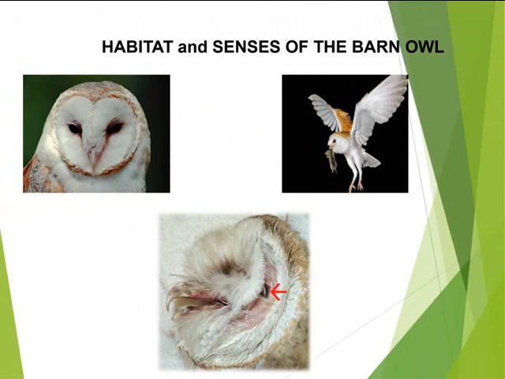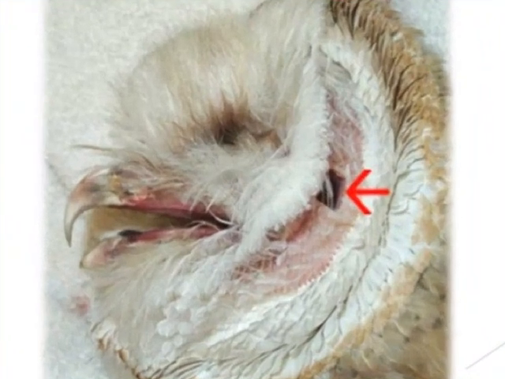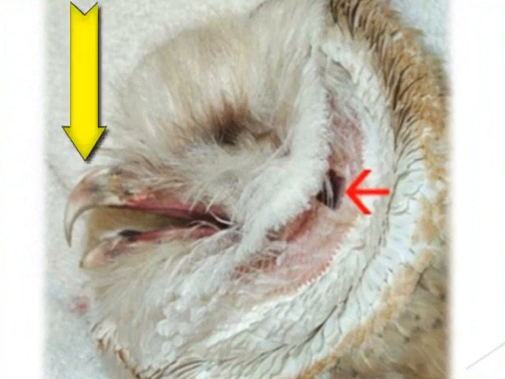The habitat and senses of the barn owl. The barn owl is found on every continent except Antarctica. They can be found on farmland, marshes, grasslands, and even suburbs. Owls are nocturnal, meaning they hunt at night, and they have many adaptations that enable them to hunt at night. Owls, along with hawks, eagles, osprey, and other birds of prey, are known as raptors. Raptors have sharp beaks and talons that are adapted for seizing prey.